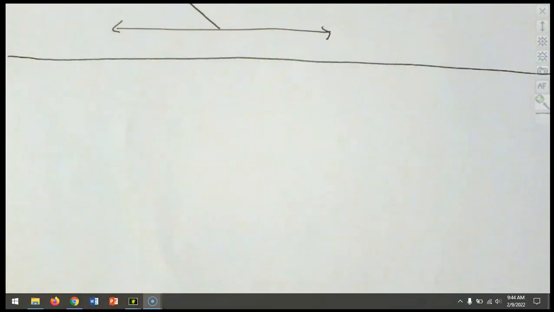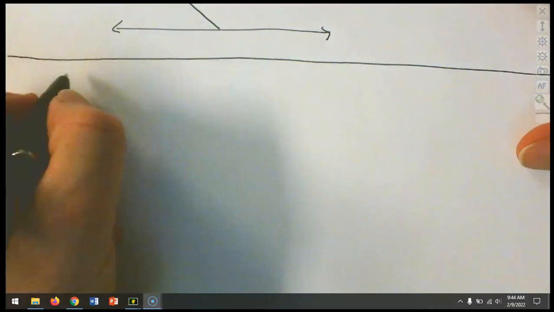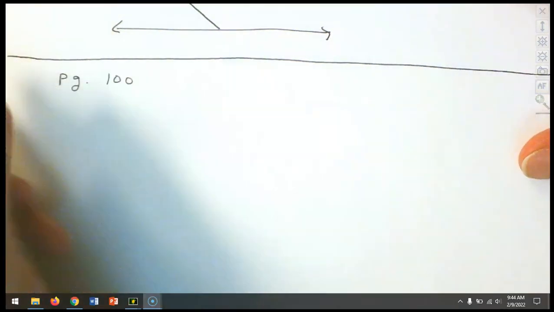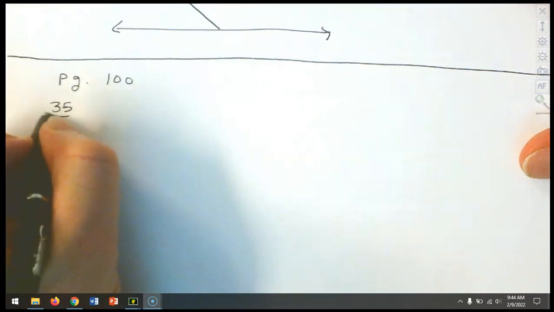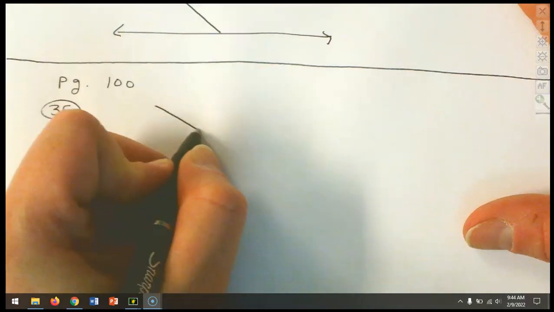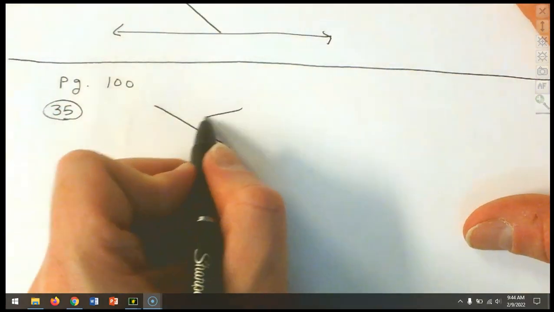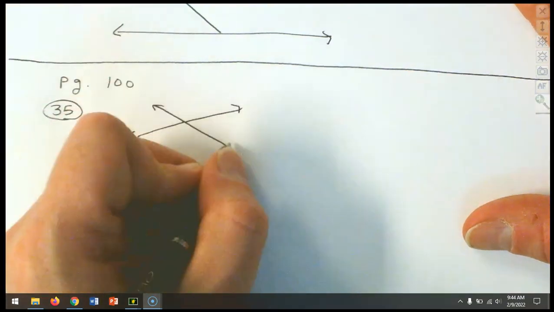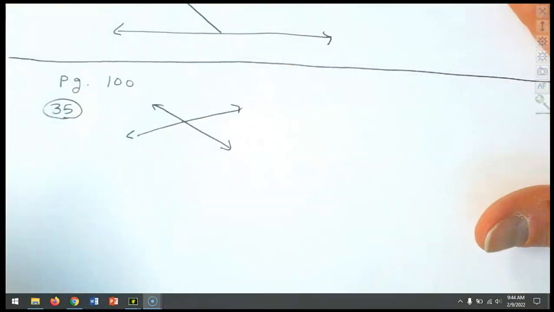So I'm going to look at question 35 on page 100. And if you don't have your textbook with you, that's fine. I'm just going to draw the angle up on the screen here. So if you want to look it up in your textbook, you can. If you want to just watch the screen up here, you can do that as well.